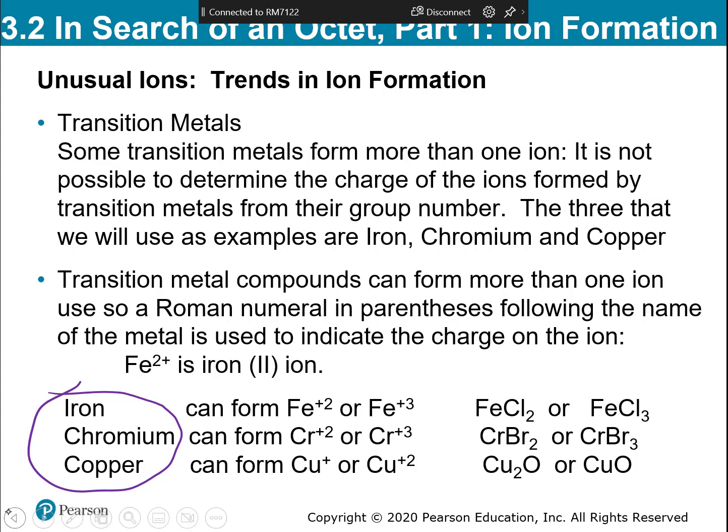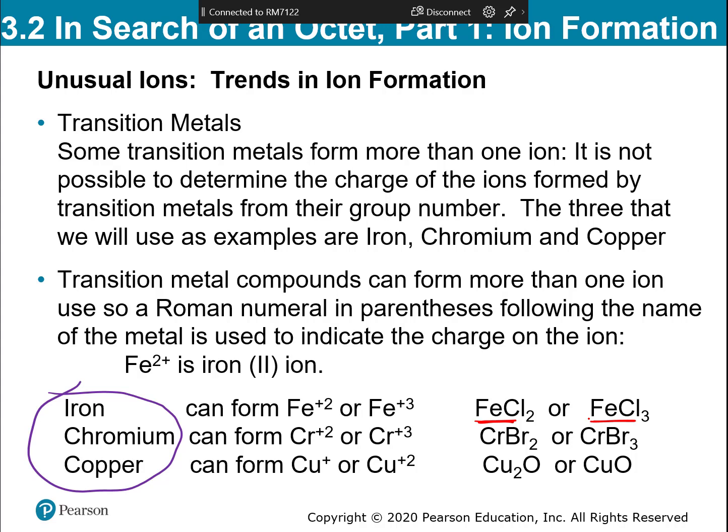It's here. Okay, so since iron, chromium, and copper with these, iron can be a +2 or a +3. So what this means is you can end up with compounds of iron combining with the same nonmetal, but you can end up with different combinations. So I can end up with FeCl2 or FeCl3.